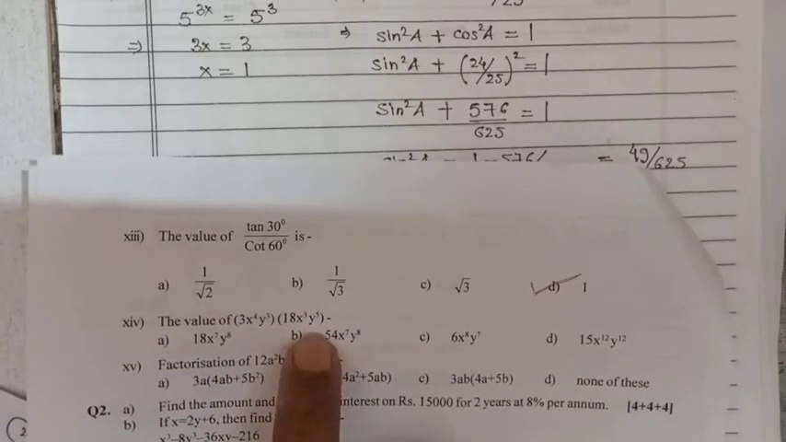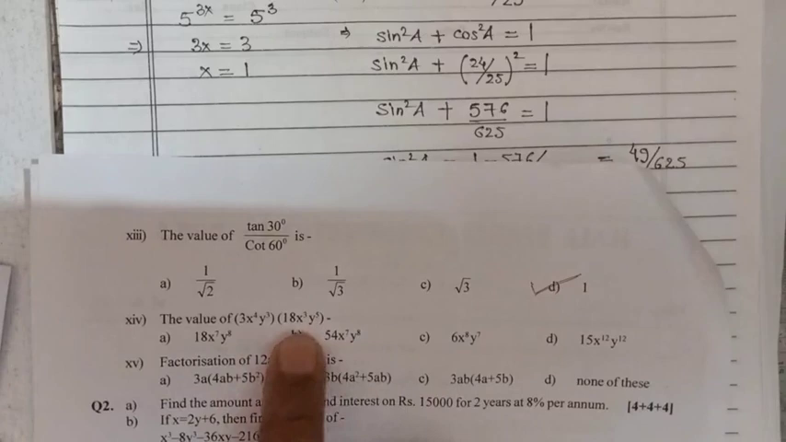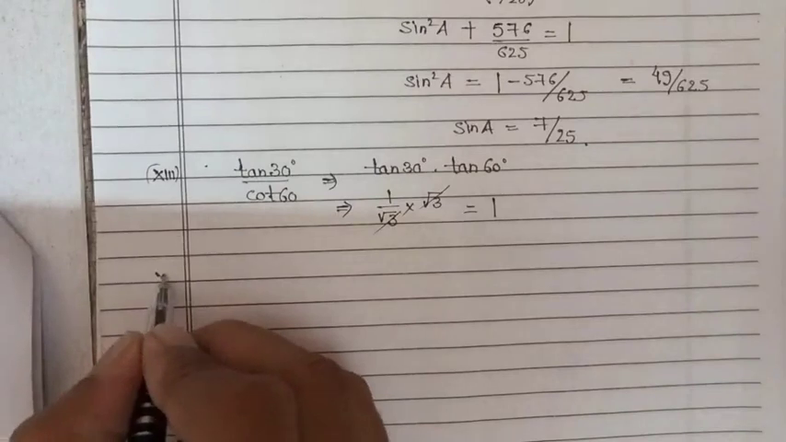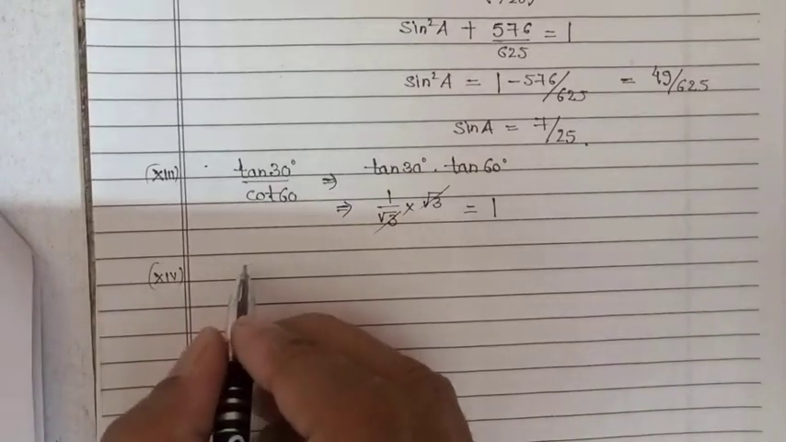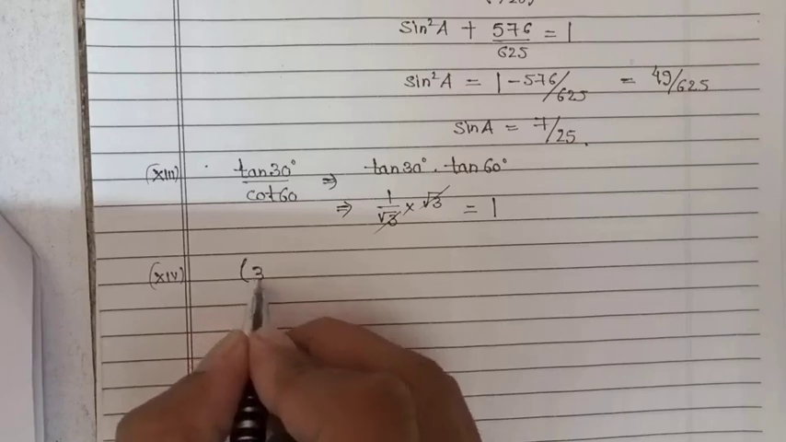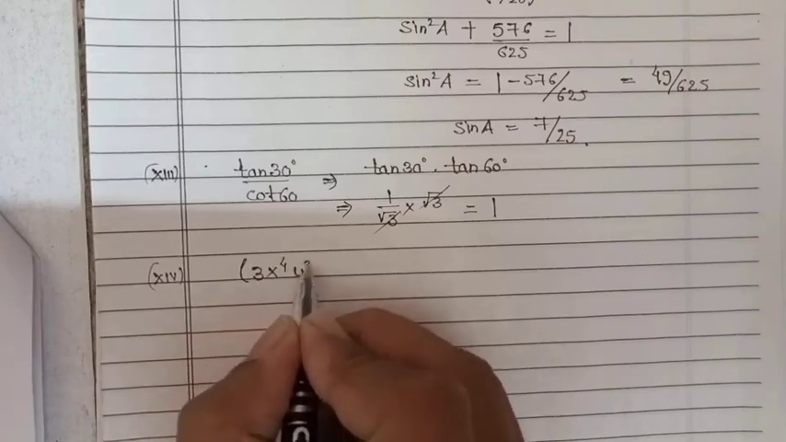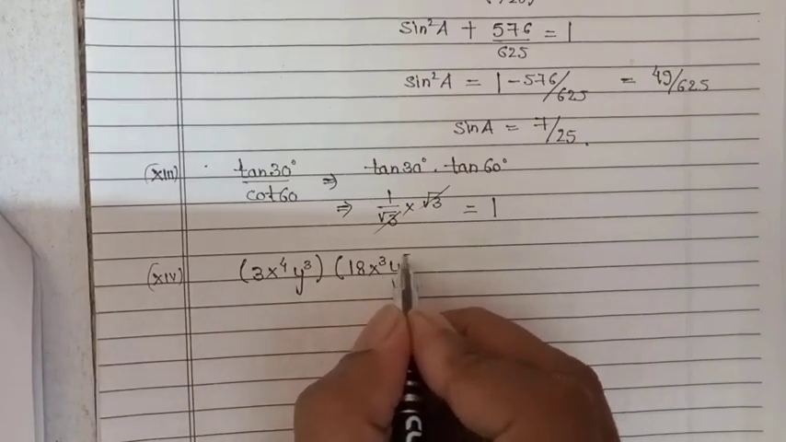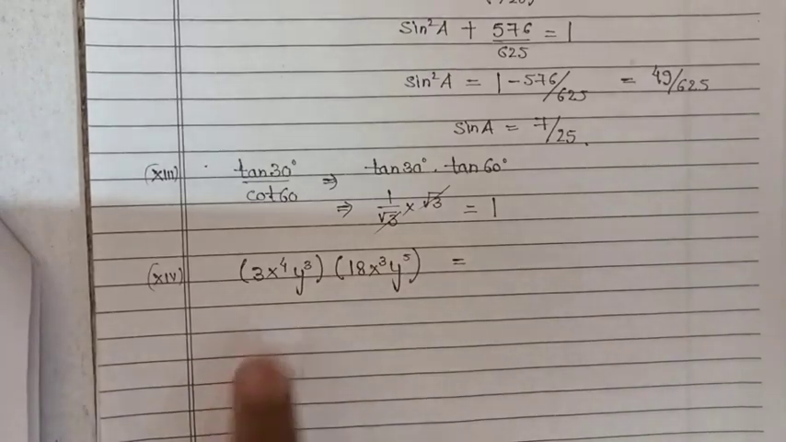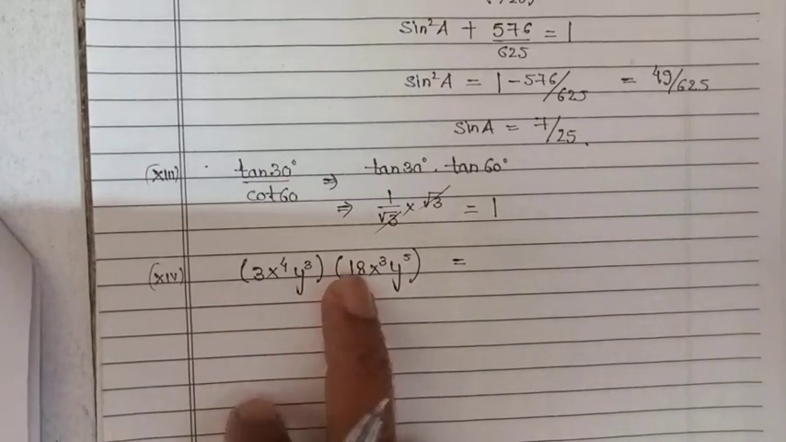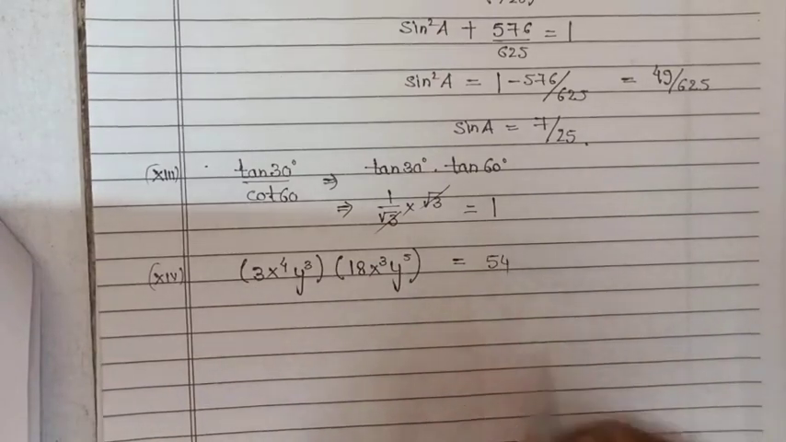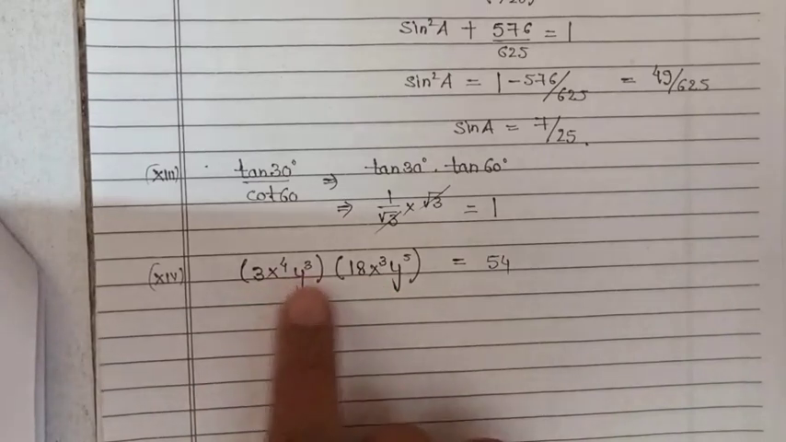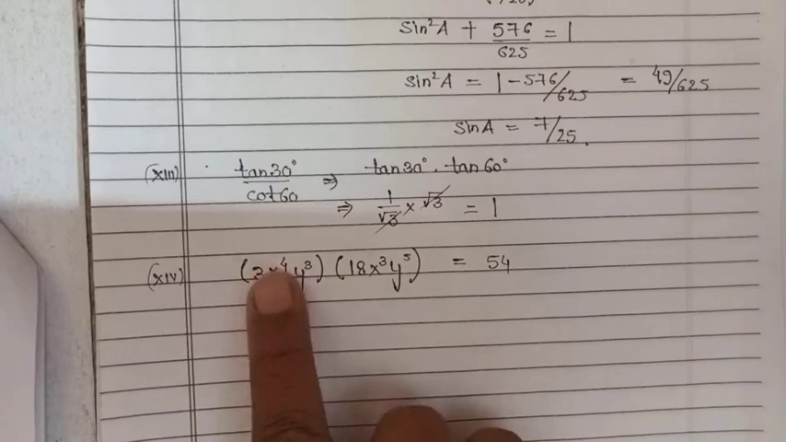Now here we have to multiply these. See, in the 14th part, it is 3x raised to power of 4 y cube into 18 x cube y raised to power of 5. Now when we multiply it, first of all the numerical values, 18 into 3 will give us 54. Now here x and x, same base, are being multiplied. So using the indices law, we can say when same base are multiplied, powers are added.